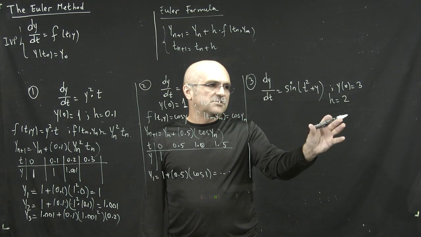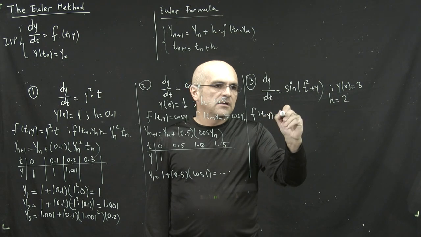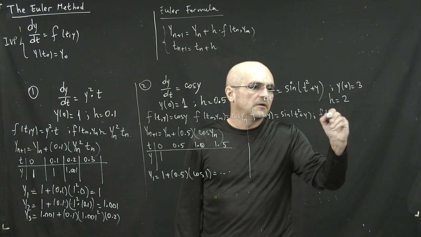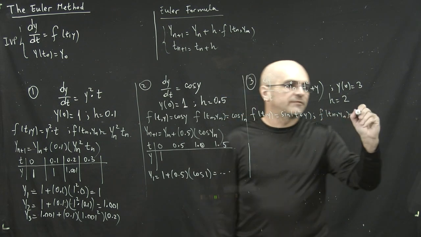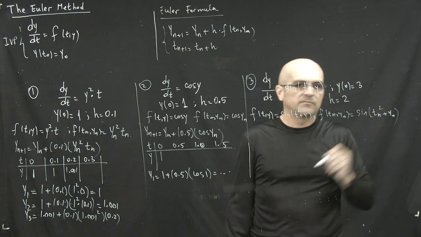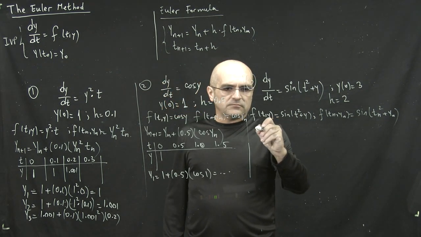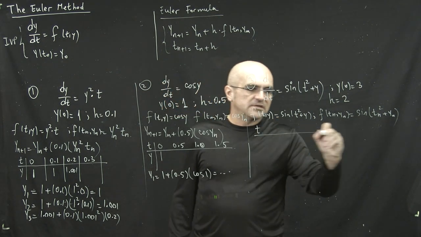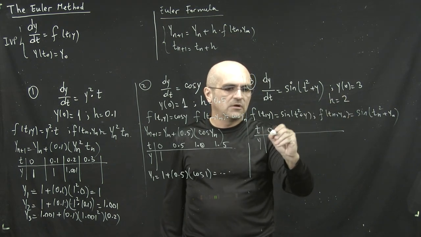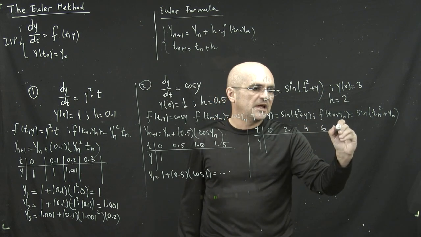Let's set up this one as well. So f of t, y is sine of t squared plus y. So of course f of t and yn is sine of tn squared plus yn. Let's put the time values. This time, as I said, h is kind of big, so it starts from 0 and you keep on adding h, which is 2. So the time values are 2, 4, 6, 8, and so on.